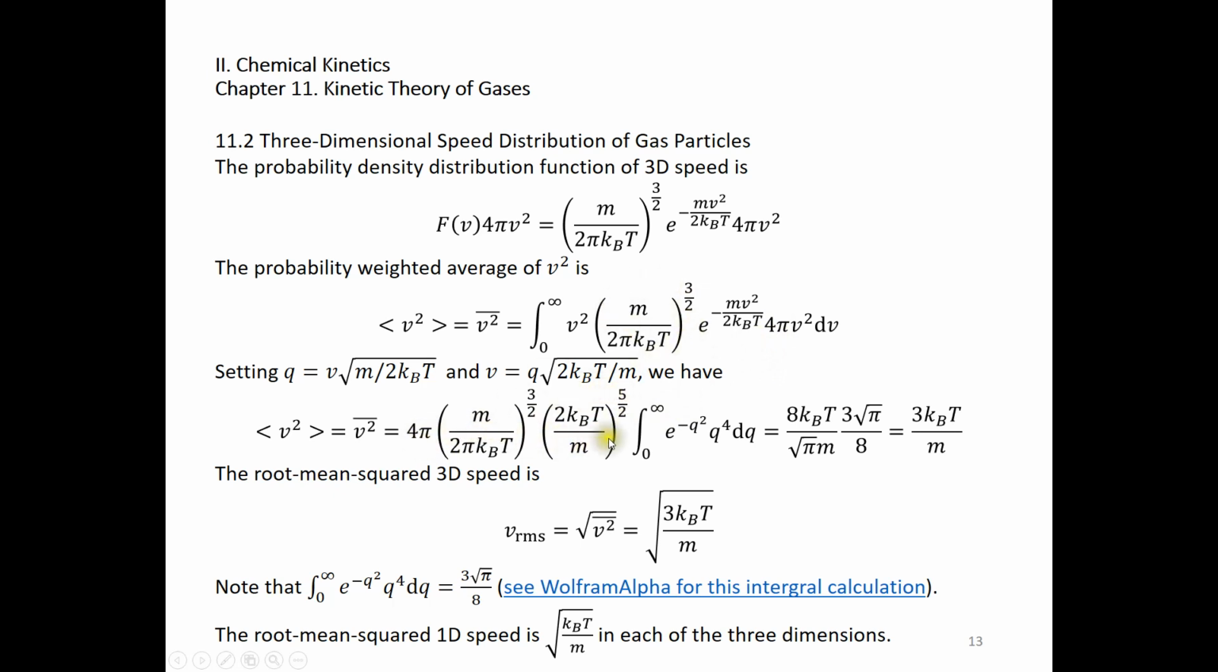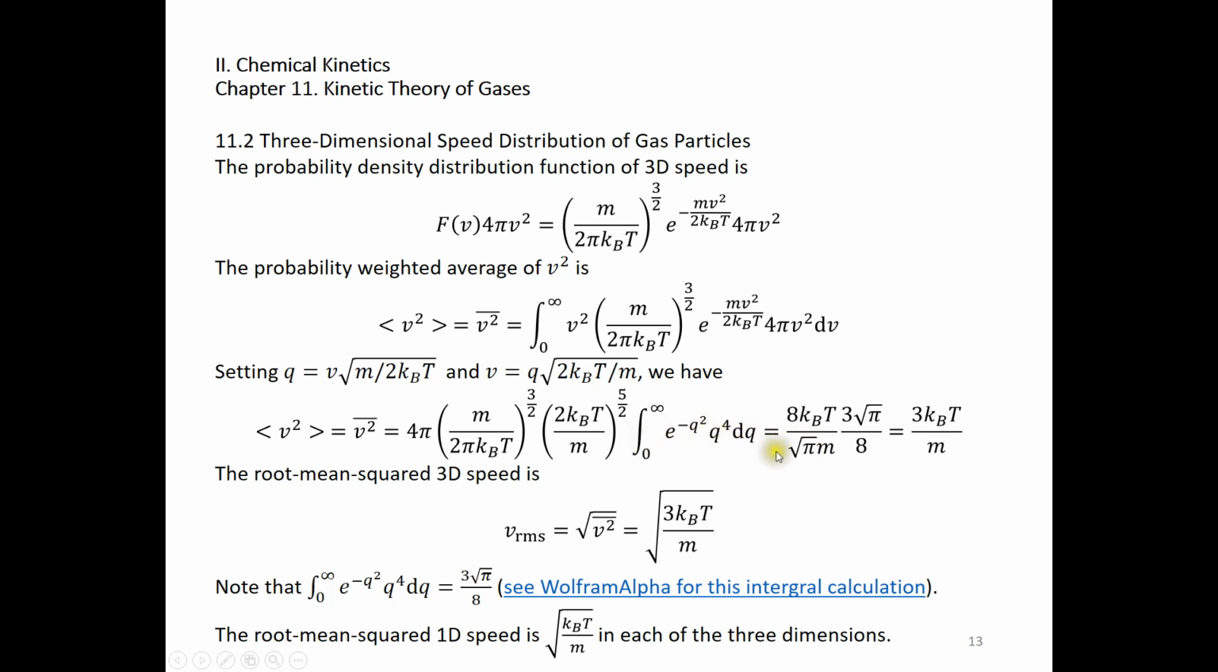Where does this come from? I think it's just because v is q times this thing. So you have this thing squared, and over here you have that thing again, and over here you have this thing that's squared. So squared to the power of 1, so overall to the power of 5. So we need this to the power of 5. That's this. And now the integral is simply e to the power of negative q squared times q to the power of 4, dq.